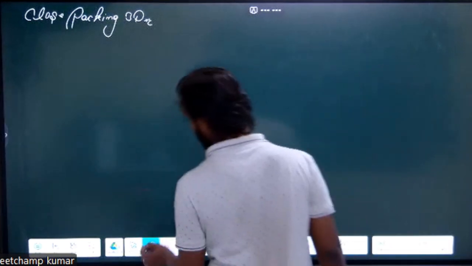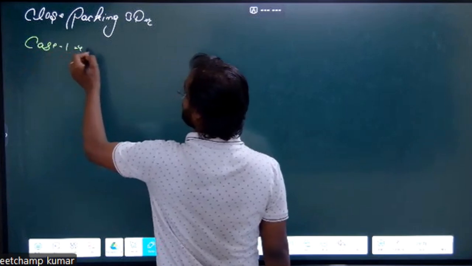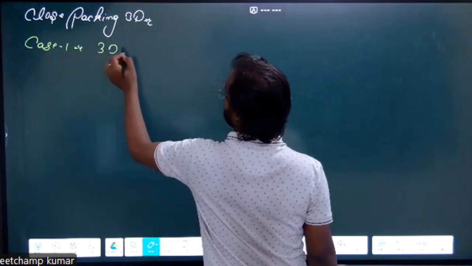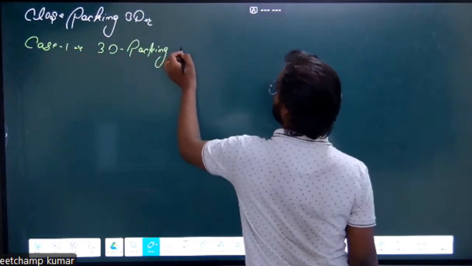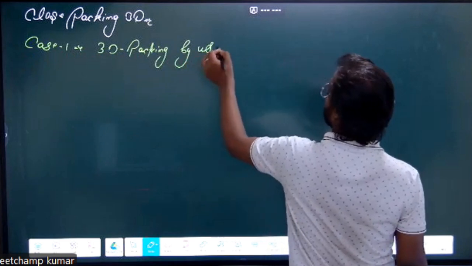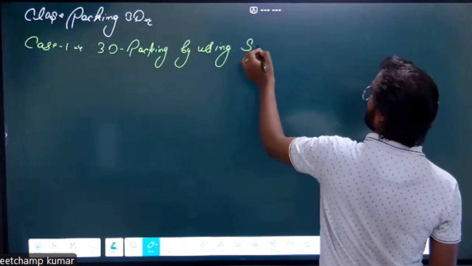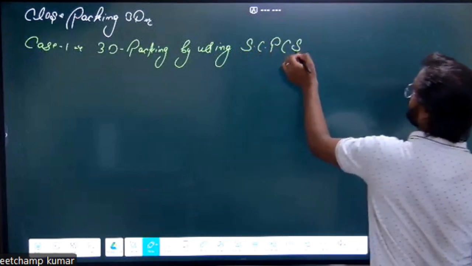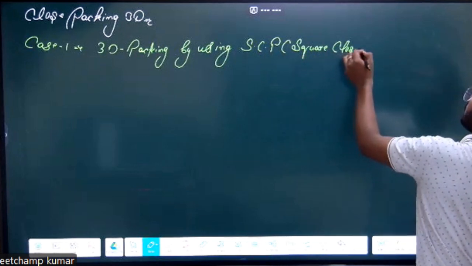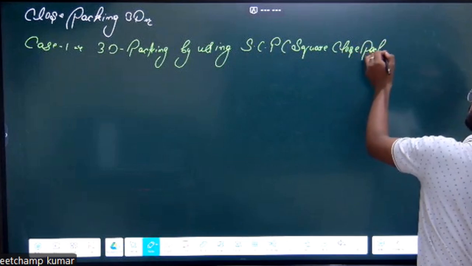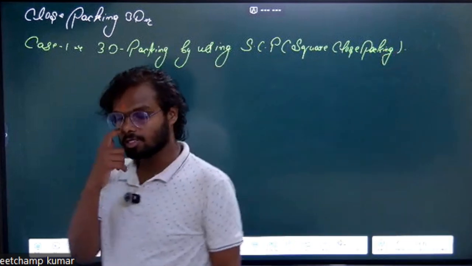Basically, if you remember, we have two cases here in 2D. Case number one, 3D packing. First, we will use SCP, that is square close packing. First we have discussed the square close packing.